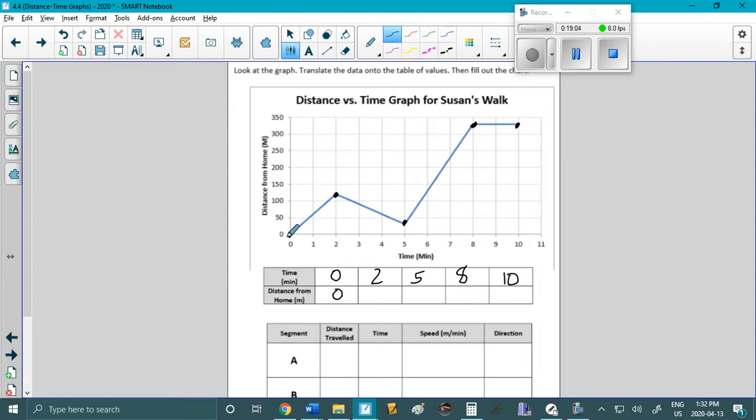So 0, this distance, what do you think? Let's say 120 meters. And then this one here, what do you think? Let's say 30. And then 8. Does that look halfway? That'd be 325. It looks a little higher. Let's say 330 and 330. Okay, and you'll notice there that I was kind of like, oh, it looks about like this. And that's fine. If you want to approximate, that's no problem.